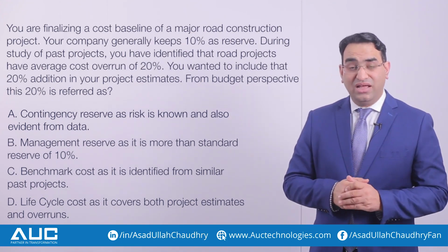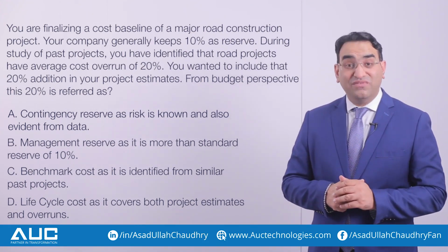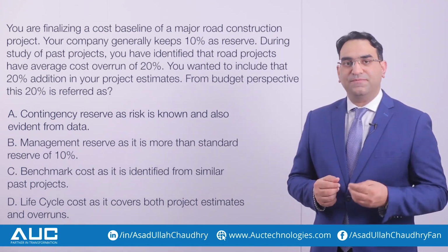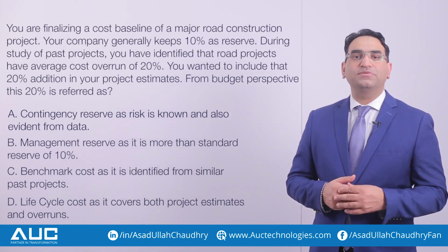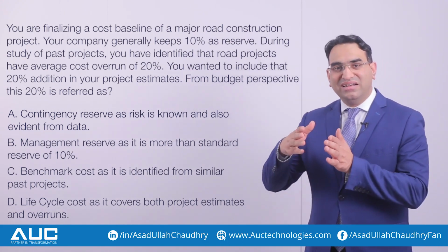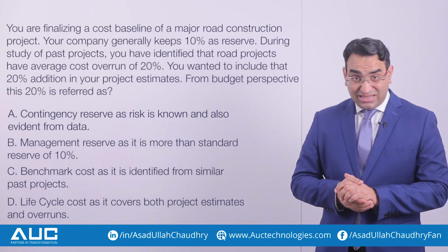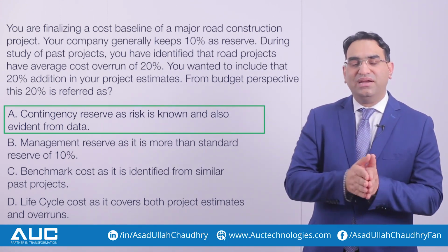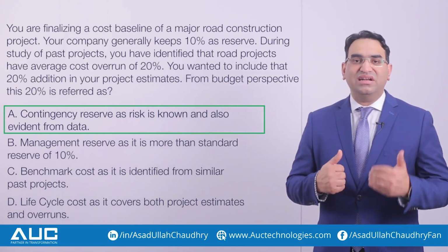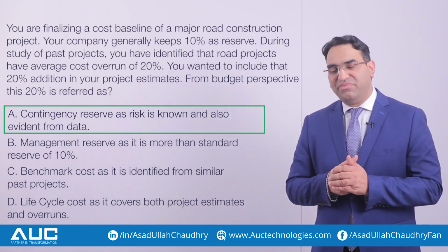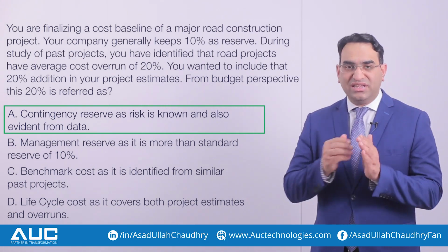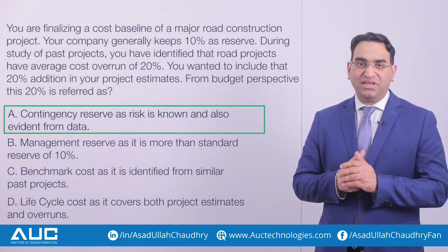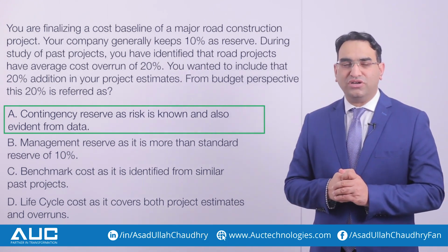In this question, somehow you are able to convince the management and they are keeping 20% as a reserve. What is this? So, let's see what option A says. Option A says it is a contingency reserve. Yes, this is the right answer, because once they agreed and they are keeping it for the reserve, it is a contingency reserve. Contingency reserve means known unknown. The risk, you know about it, but you don't know that the risk will occur or not. So option A is the right answer for this question.